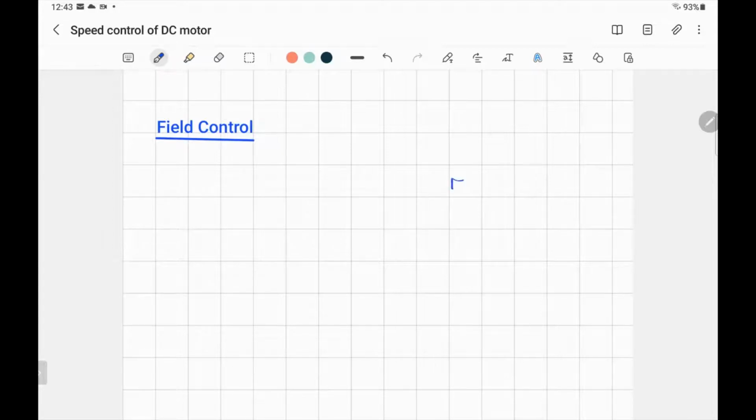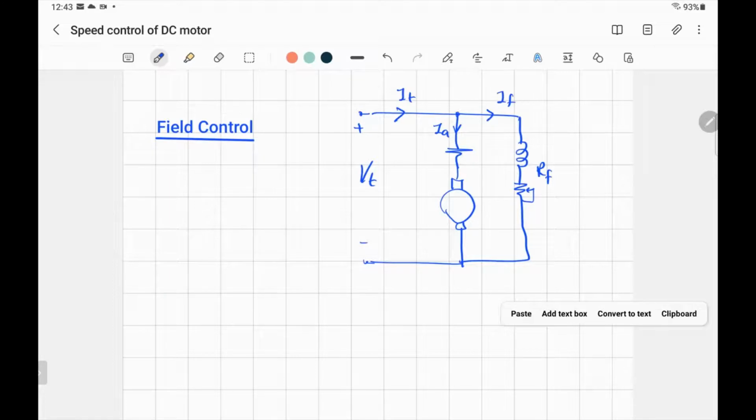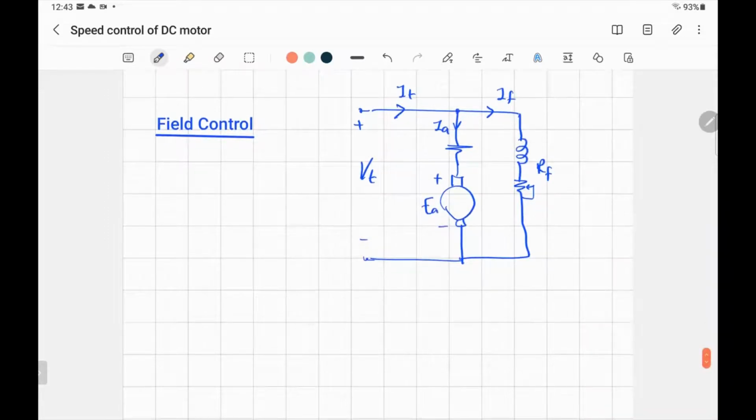So let's say that you have the DC motor here. You have the armature resistance, and you have the terminal voltage. You will keep it constant this time. And let's assume that you are connecting the field in parallel to the armature. That's your RF. So the terminal current will be divided into two currents, armature current and field current, and the field current will supply the field winding, energizing it.